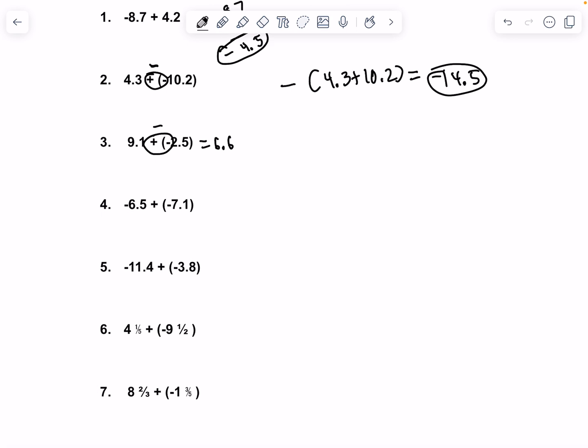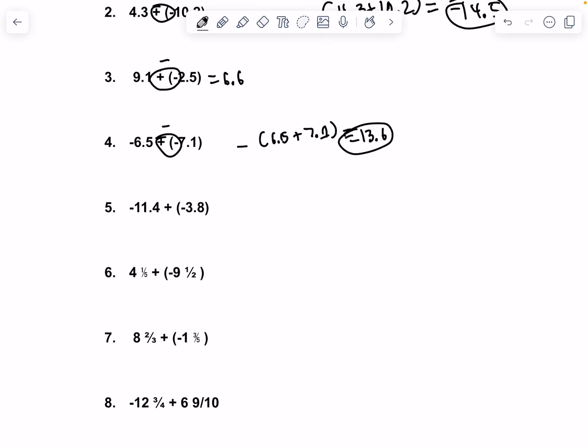For this one, negative 6.5 plus minus 7.1. So we would change the signs. So negative 6.5 minus 7.1, which would be equal to 6.5 plus 7.1, and we add a negative sign. And that would be equal to negative 13.6. For number 5, we would have negative 11.4 plus minus 3.8. So negative 11.4 minus 3.8. This one, it would just be 11.4 plus 3.8, and we add our negative sign. So it would be negative 15.2.